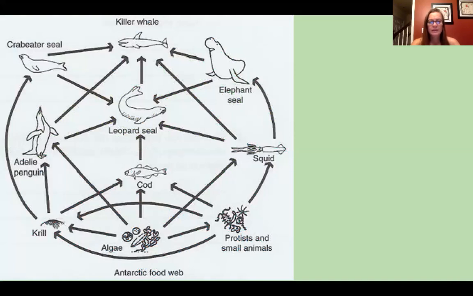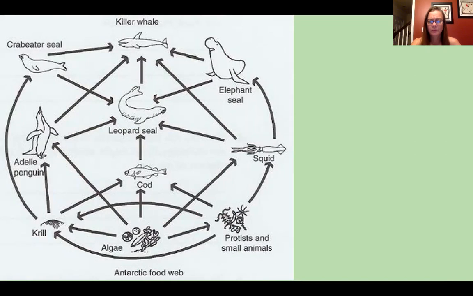So here is the food web for that particular ecosystem, an Antarctic food web. Everything starts with the algae. The algae get their energy from the sun, and then they are consumed at lots of different levels. They're consumed by penguins and squid, which are fairly large organisms. They're also consumed by krill and protists, which are very small organisms. The cod is considered both a primary and a secondary consumer because it's an omnivore. The leopard seal would be a tertiary consumer, and the killer whale is a quaternary consumer.